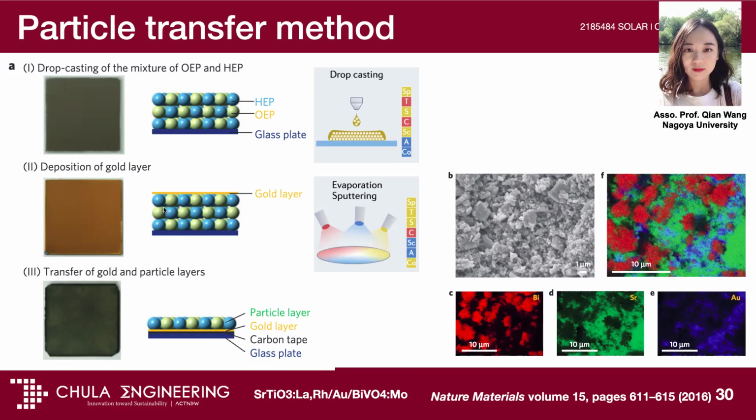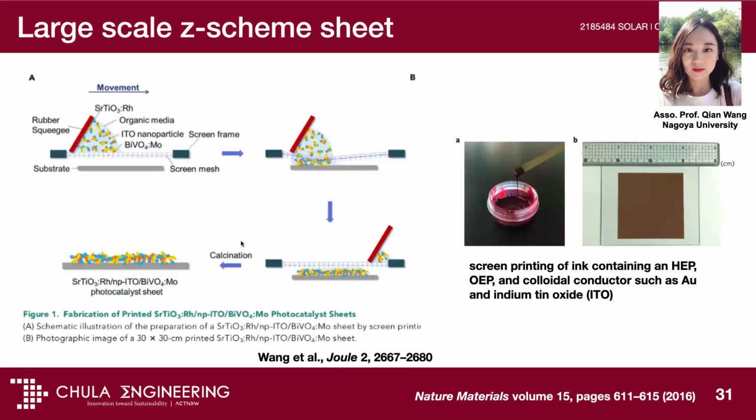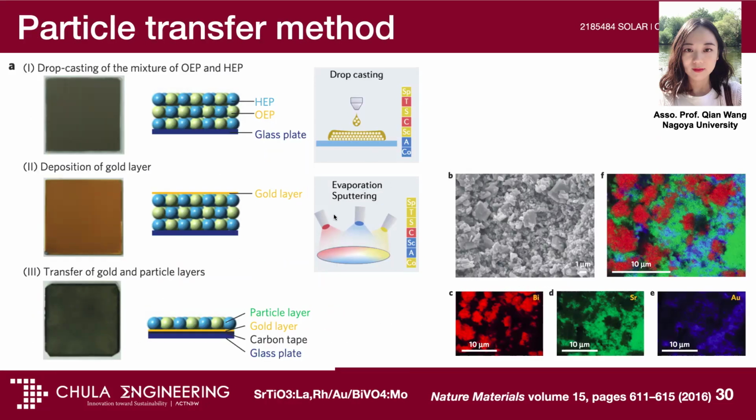So she puts the tape on top here and then peels off. From this layer, only the top layer sticks to the tape. So you have the two kinds of particles connected by gold layers, with the carbon tape that you use to take everything out, and then the glass underneath. Using this, she achieved the world record of 1.1% solar to hydrogen.